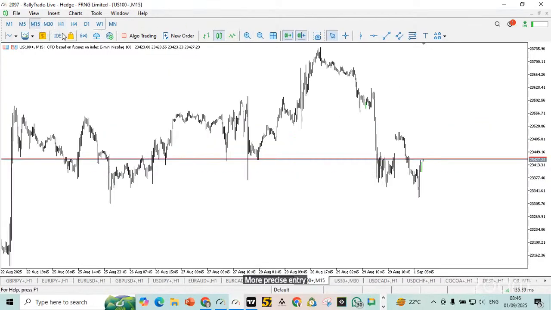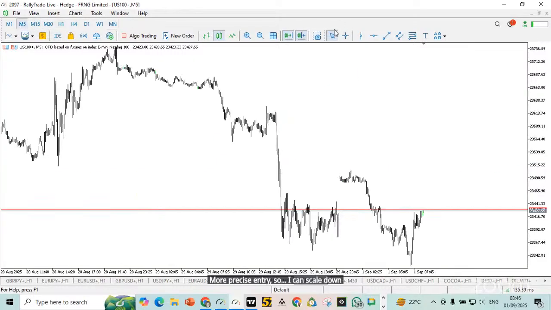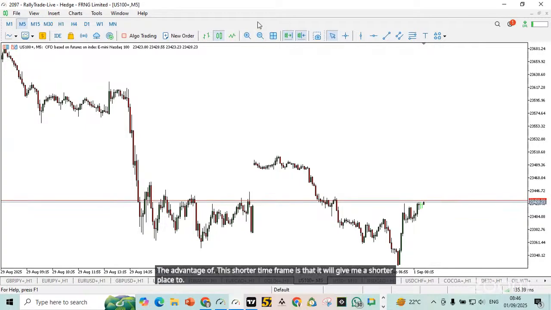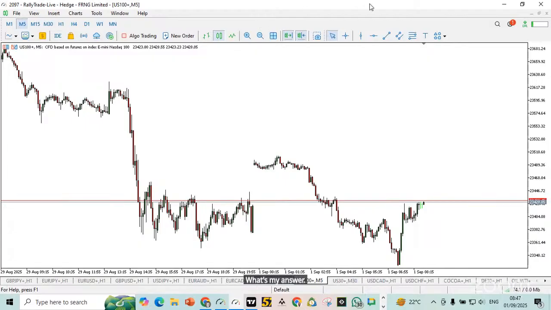So I can scale down to my 5 minute time frame. The advantage of this shorter time frame is that it will give me a shorter place to put my SL. That's just one of the benefits of the shorter time frame. If I'm buying now, SL can just be at this level, and I can target as high as this level for my day trade.